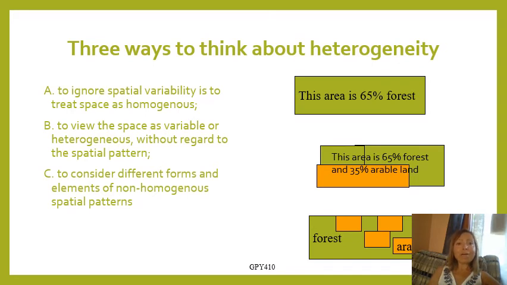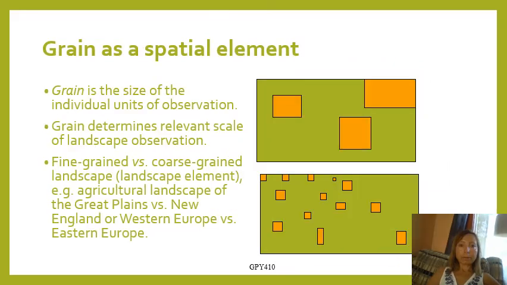And finally, the most accurate and the most detailed way to portray heterogeneity would be to consider different patterns, different forms and elements of this non-homogeneous, heterogeneous landscape pattern, and we can actually show on the map where is forest and where is arable land, and perhaps there are some other ecotopes as well.